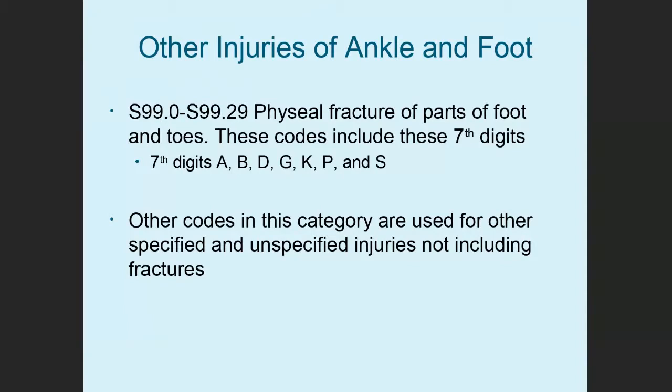Other injuries of ankle and foot includes codes for physeal fractures of parts of the foot. These codes include A, B, D, G, K, P, and S. Other codes in this category are for other specified and unspecified injuries, not including fractures, and they have different 7th digits.